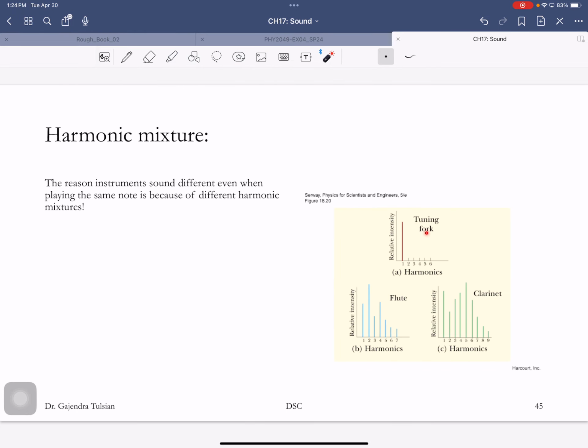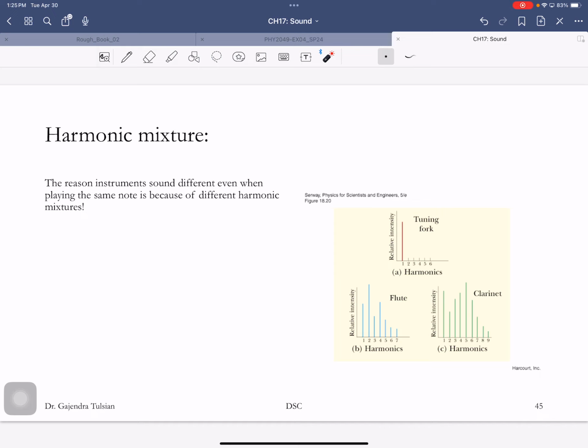When you sound a tuning fork, you will excite a single frequency. But when you play any instrument like the flute, you're exciting a harmonic mixture. When you pluck a guitar string, you're exciting a harmonic mixture. And this mixture is what makes different instruments sound different. This is called the timbre of the sound. So if the clarinet sounds tinnier than the flute, that's because the higher harmonics have a larger mixture.